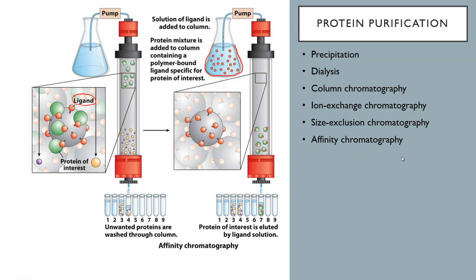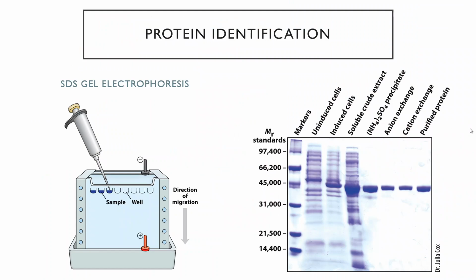So these are all techniques that you can use to purify a protein from a mixture of other types of proteins. But once you've purified your protein, you may want to identify it, or at least make sure you got the protein you wanted. And there are lots of ways to identify a protein in a mixture or in a purified sample. A really common and important type of protein identification involves this technique called gel electrophoresis.